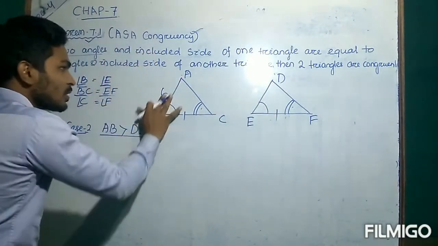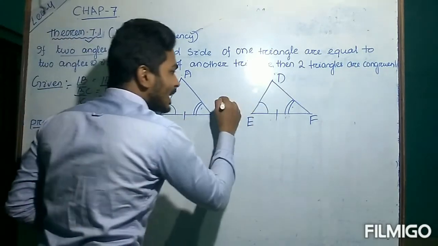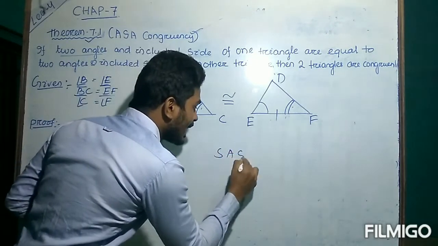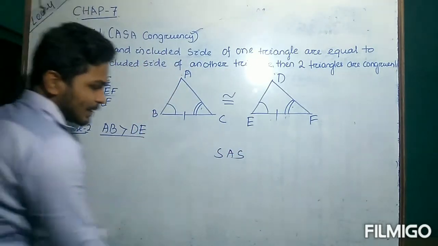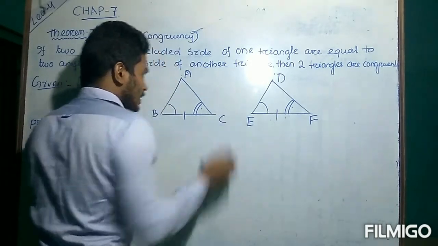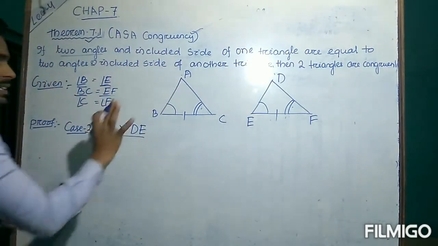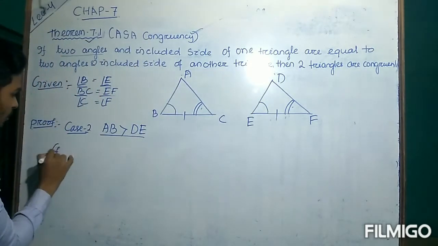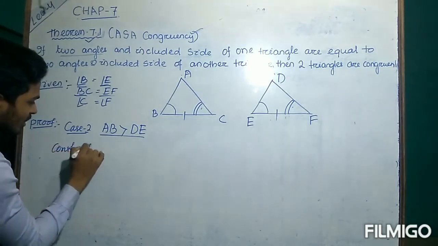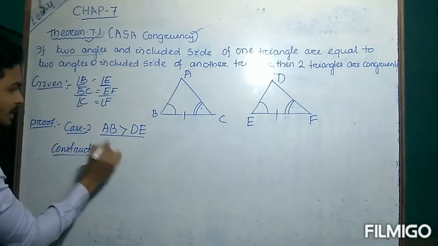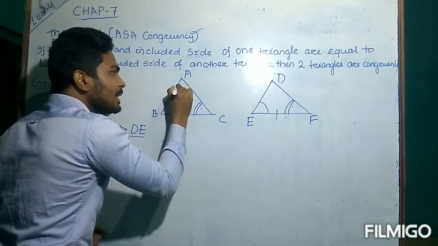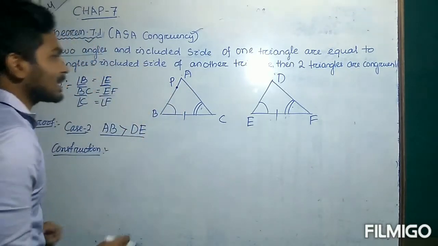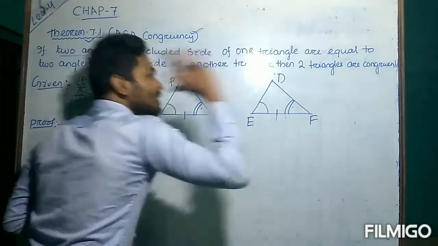We have assumed that this side is greater than this side. Okay. So by this assumption, we have to prove that this triangle and this triangle are congruent using SAS criteria, or axiom number 7.1. So let us prove. Since it is given that this side is greater than this side, here we need to construct something. What is the construction? Why do we need to construct? See, we have to take a point P on the side AB so that this distance is equal to this distance.